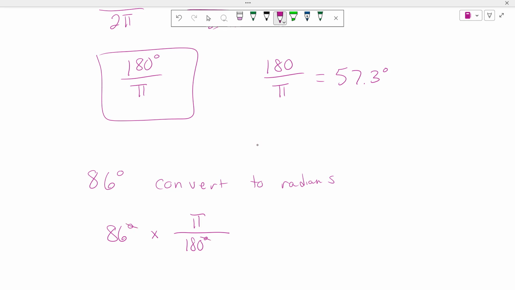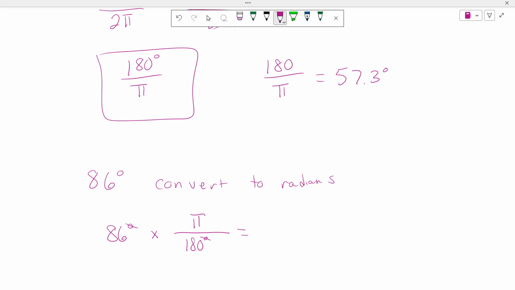That way the degrees cancel, and you're just left with radians. Okay? So you take 86 over 180. Now, most of the time, we're not going to multiply 86 times pi divided by 180 and get a decimal. But let's just get the decimal this time.